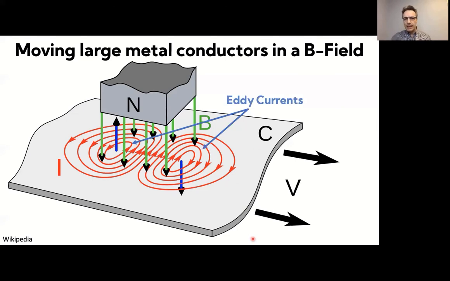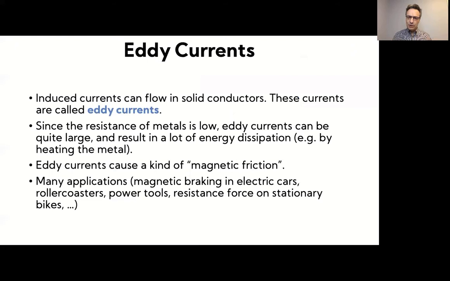You have currents here going counterclockwise and clockwise here, but underneath the magnet they go in the same direction. The induced currents can flow in these solid conductors, and those are the ones called eddy currents because of their similarity to eddies in rivers. Typically in metals that are good conductors, the resistance is low, so these currents can be quite large, and they result in a lot of energy dissipation. If you have induced currents in these metal plates, you will actually heat them up. By pulling the plate under a strong magnet, you can heat up that metal quite a bit.